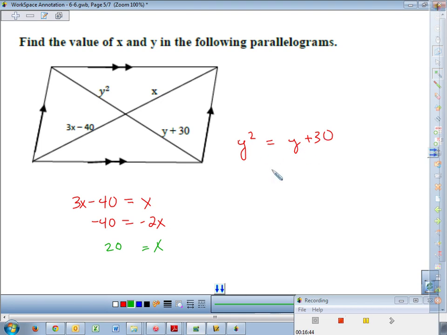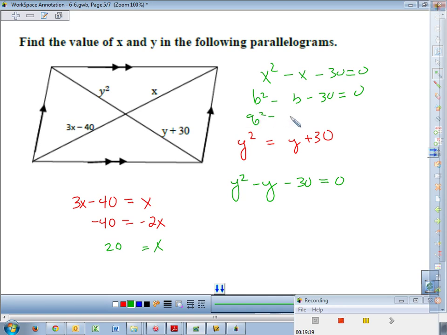Subtract this stuff over, right? Wouldn't y squared minus y minus 30 equal 0? So what do we got to do? If the idea of these being y's instead of x's scares you, don't let that scare you. It's just a variable, right? It's just like x squared minus x minus 30 equals 0, or b squared minus b minus 30 equals 0, or q squared minus q minus 30 equals 0. It's just a variable, right?